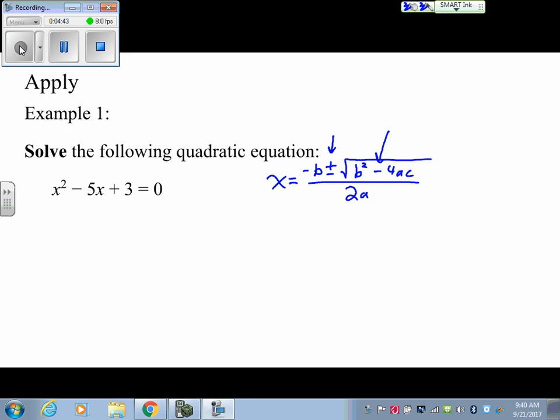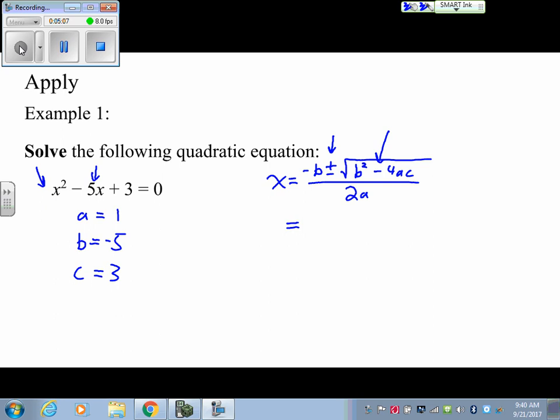So now I'm going to start plugging some values in. So I have a b value here of -5. And it might be helpful just to write these down. So my b is -5. What about my a value? Well, the a is always the coefficient of x. There's nothing written in front of x, so I would assume it is 1. And then my c value is 3, positive.